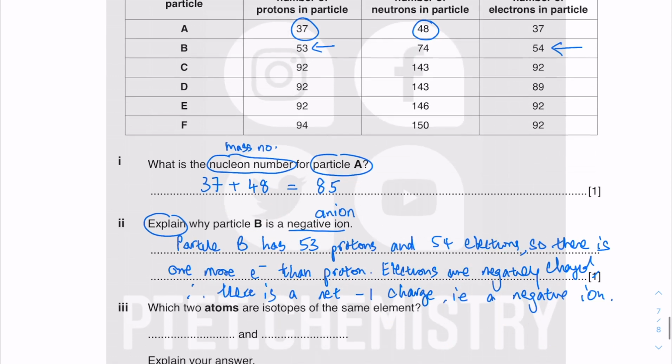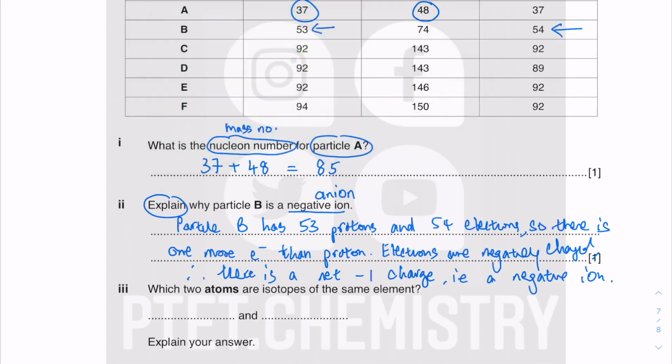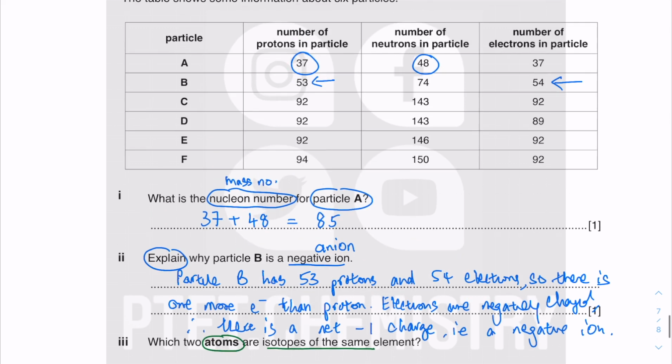One extra electron than the protons. Which 2 atoms are, again, they are looking for atoms, isotopes of the same element. Okay, same element. You see these are the same element because same proton number. Same proton number means same element.